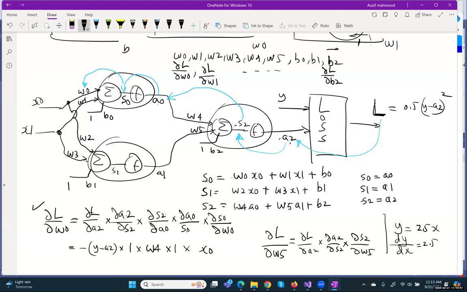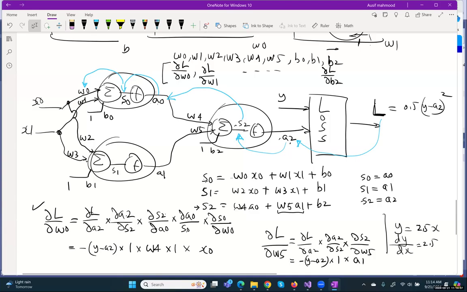So partial L over partial A2 is minus (y minus A2). A2 over S2 is 1. And what about S2 with respect to W5? So go to the equation for S2, with respect to W5. So it's simply A1, right? So can we calculate all these 9 partial derivatives? Easy, okay? I mean, it will take some time, but we can do it, right?